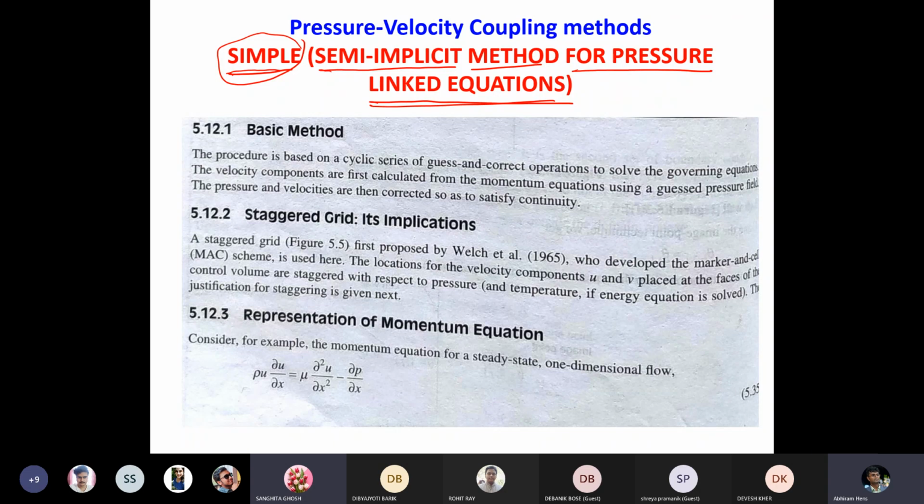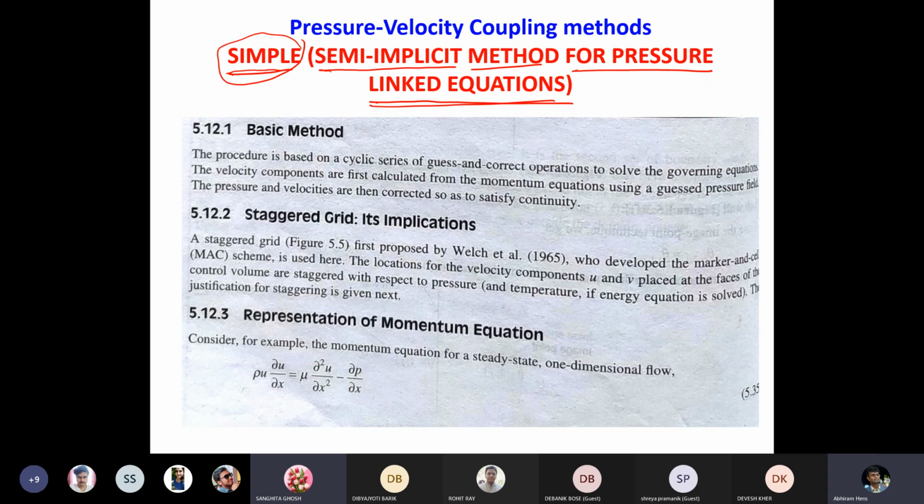Although it was proposed and widely accepted, a little bit of variation like SIMPLEX and SIMPLER, different methods, were reported later on. But this is old and even applicable today. Those who have experience running Fluent etc. will see that when you are choosing the solver option, you will get this particular SIMPLE option. So this understanding is needed. Let us try to understand step by step how this works.